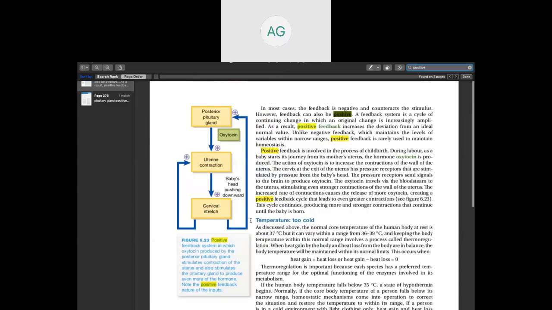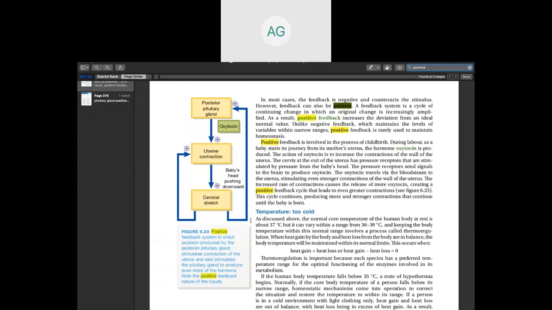And now you can try checking osmoregulation, the regulation of water in the body. It's again the same stimulus-response and negative feedback. So now you can relate negative feedback to other examples as well.